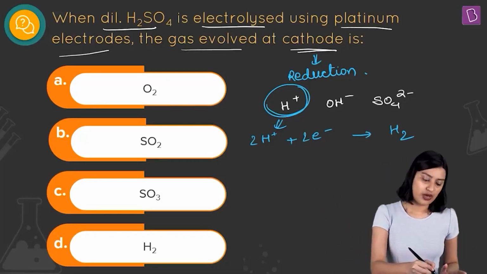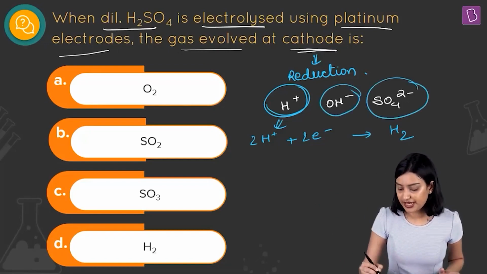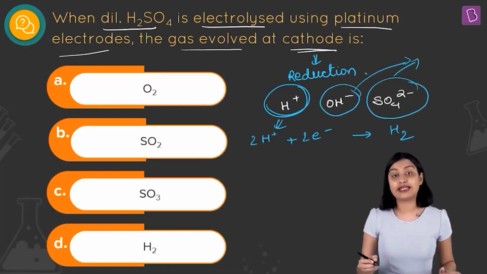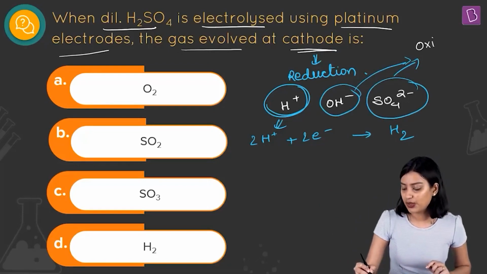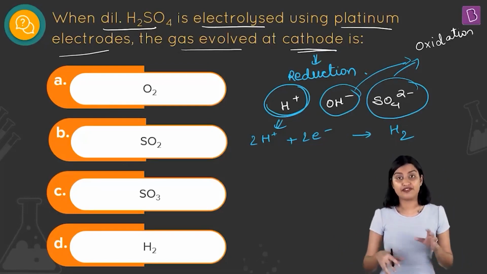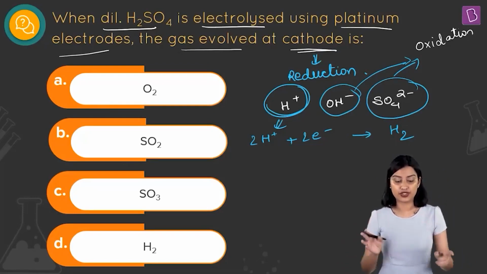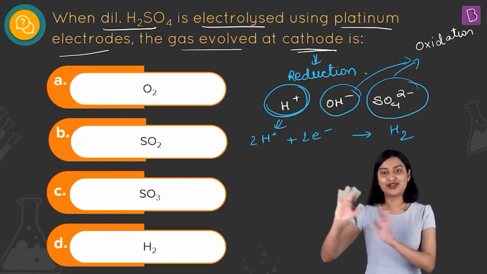Now you have these two ions, right? You have your OH minus and you have your sulfate ion. Between these two ions, you need to figure out which one is going to get oxidized. So at the anode, you will have oxidation, and between your hydroxyl ion and your sulfate ion, you need to figure out which one of the two is easier to oxidize, right? Okay, so that's a different discussion.